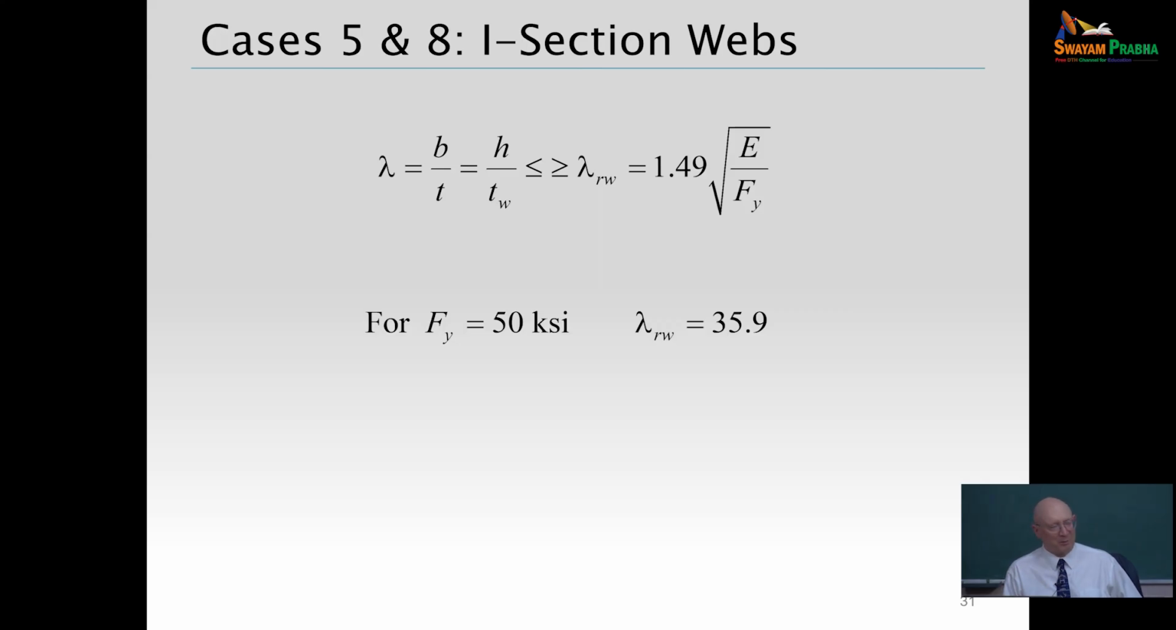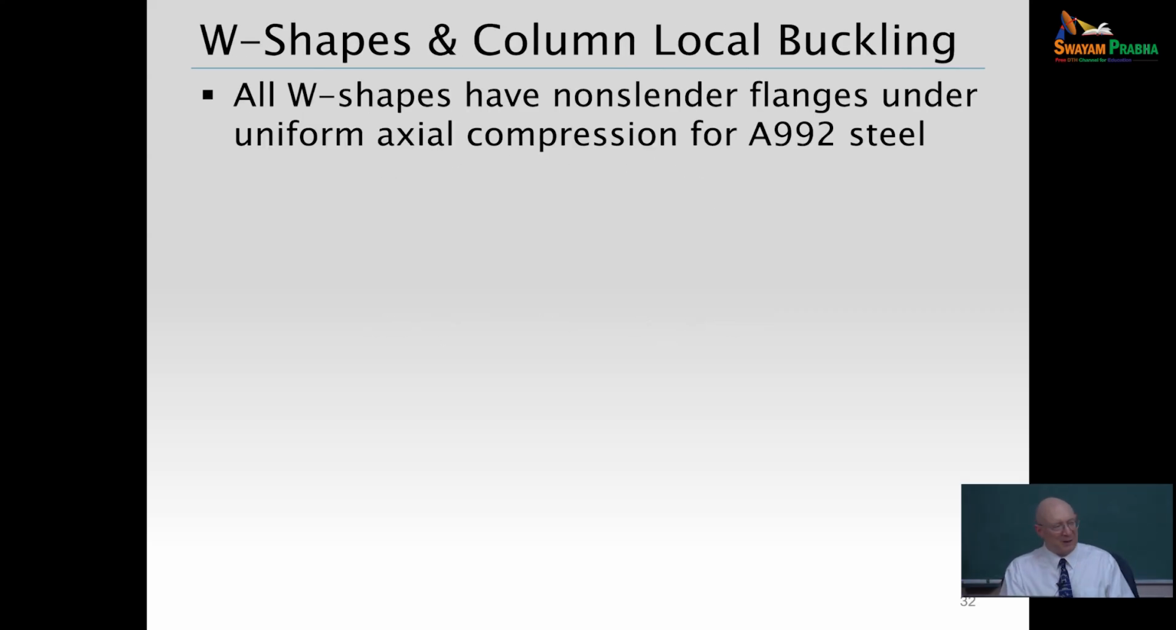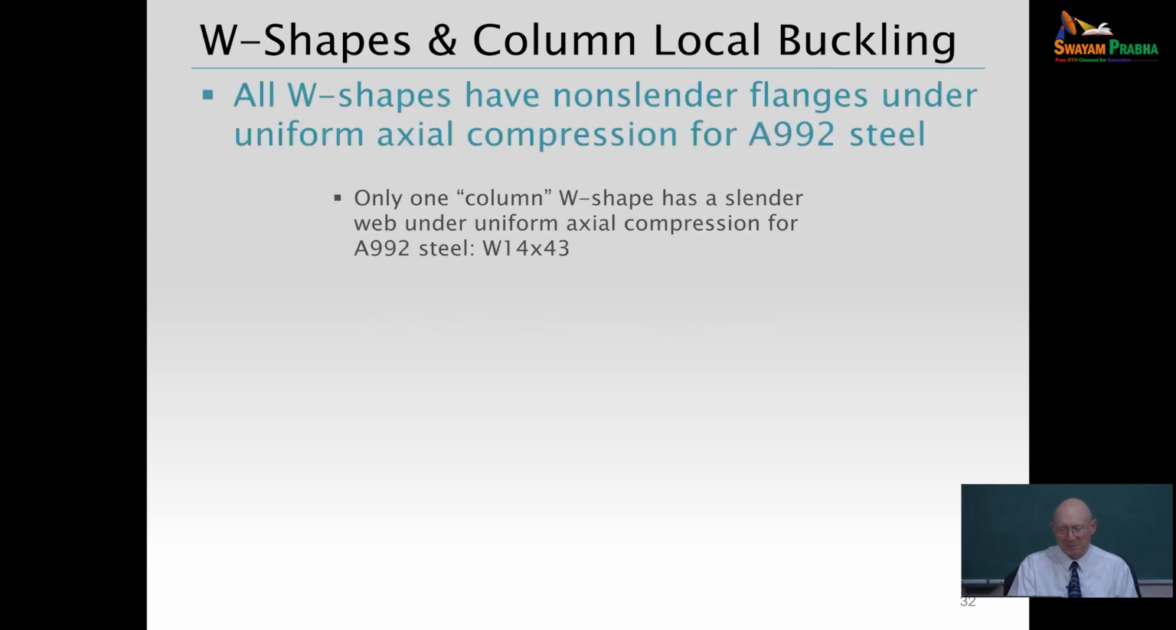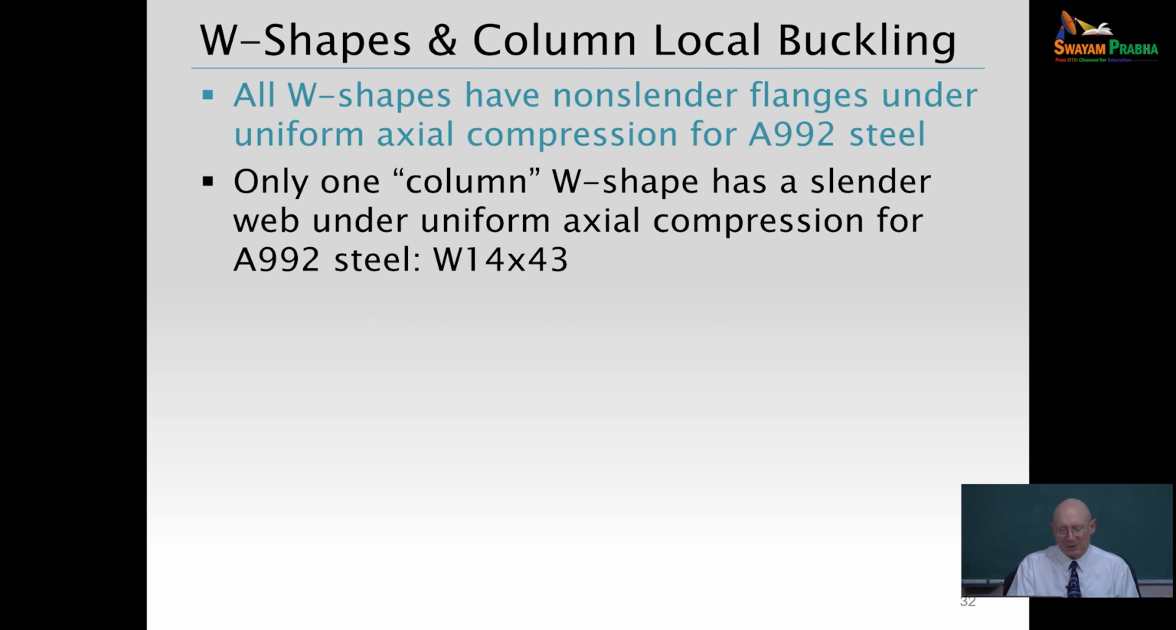So you know, if we have an application that's really dominated by flexure, so we're using a deep section to handle the flexure, but it's also got a little bit of axial load in it. When we do the axial capacity calculation, we end up needing to address local buckling under axial compression. So I said this just a second ago. All wide flange shapes have non-slender flanges, the ASTM wide flange shapes under uniform axial compression for A992 grade 345 steel. Only one column type wide flange shape has a slender web under uniform axial compression.